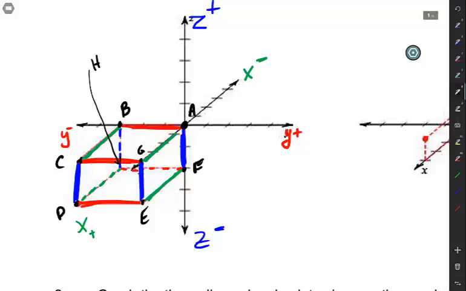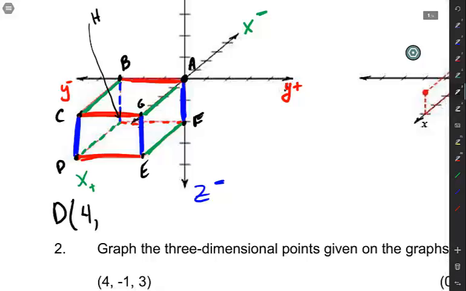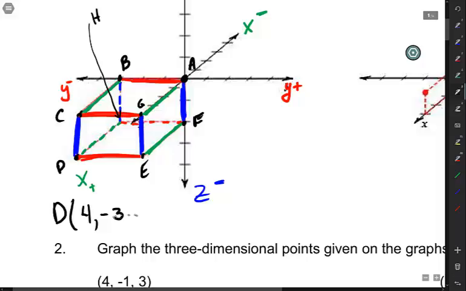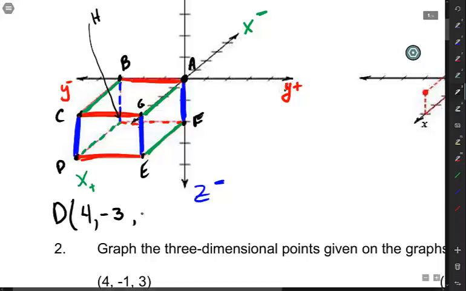All right, so what is the x coordinate of my D? What's our x? How far out? 1, 2, 3, 4. What's the y coordinate of my D? Remember, the y is sideways. 3. I heard 3 and I heard -3. Is it going left or is it going right? Oh, -3. It's going left, so -3. And is my graph above the horizontal or below the horizontal? It's below, so what's my z coordinate? -2.